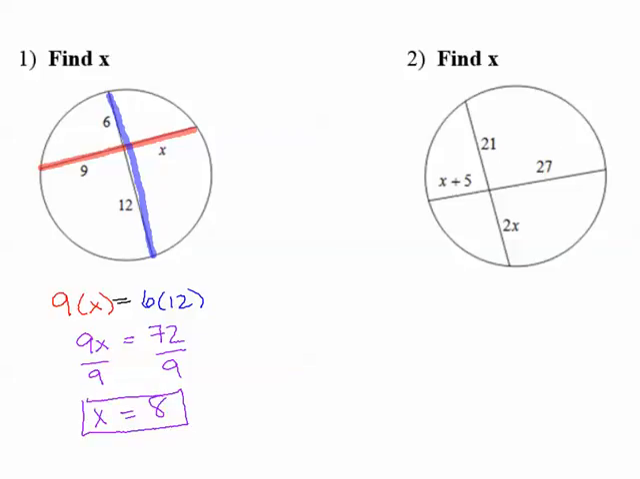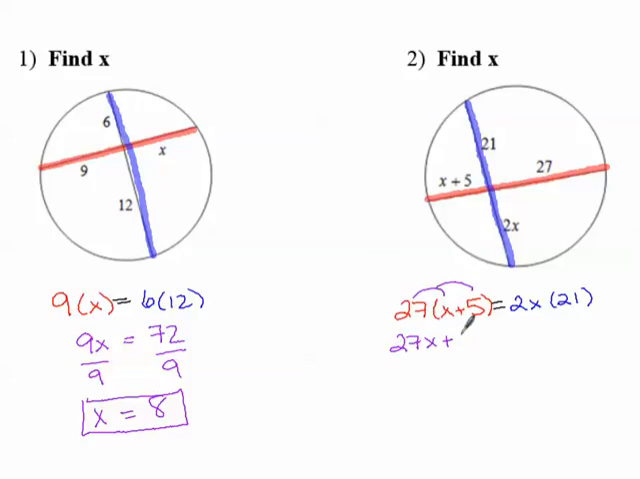So over here, I'm going to do the exact same thing. I'm going to highlight my segments, one red and one blue, because I want to stay along the same line to set this thing up. So I have 27 and x plus 5 is equal to, on the other side in blue, I have 2x times 21. So when I do the left-hand side of my equation here, I'm going to have to distribute. When I distribute, I get 27x plus 135 equals 42x.